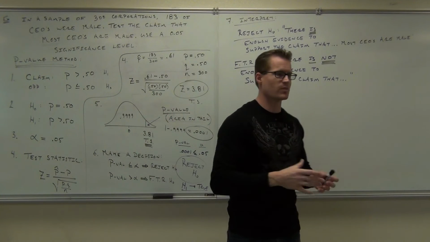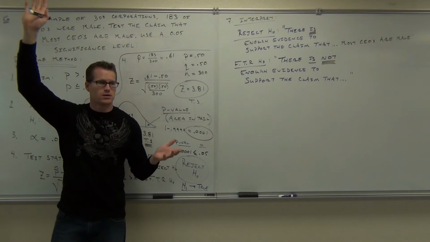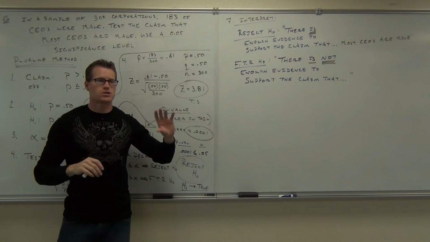These are the same 7 steps no matter what you do for the p-value method. Are you okay with the 7 steps? How many people feel pretty good about it right now? Good, that's great. Would you like to see the comparison to the traditional method?